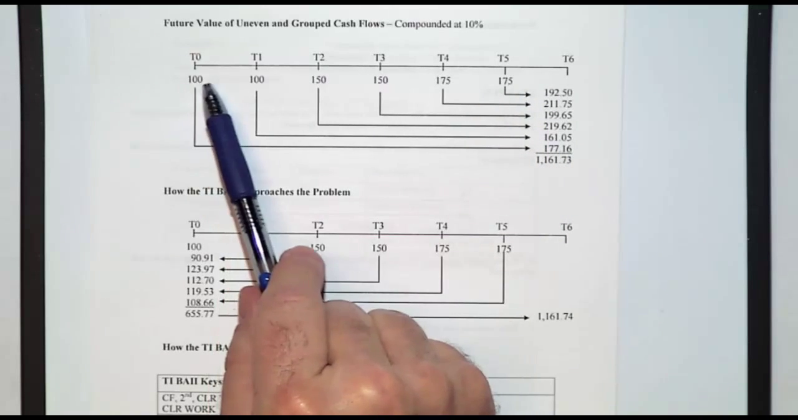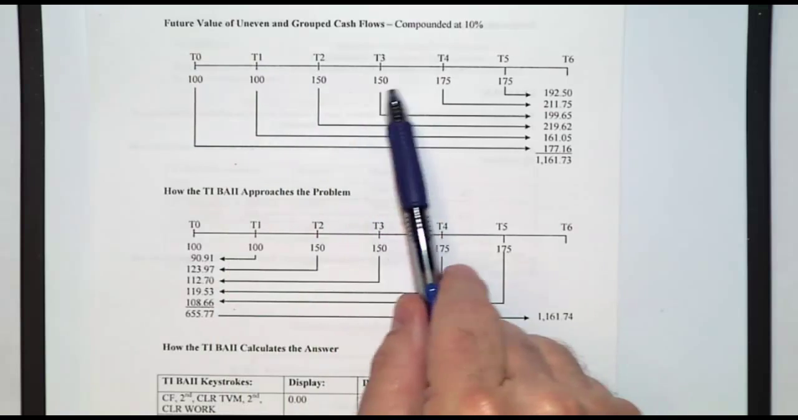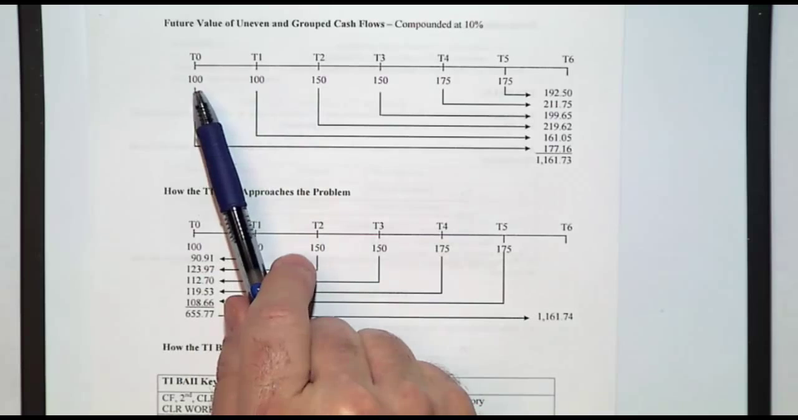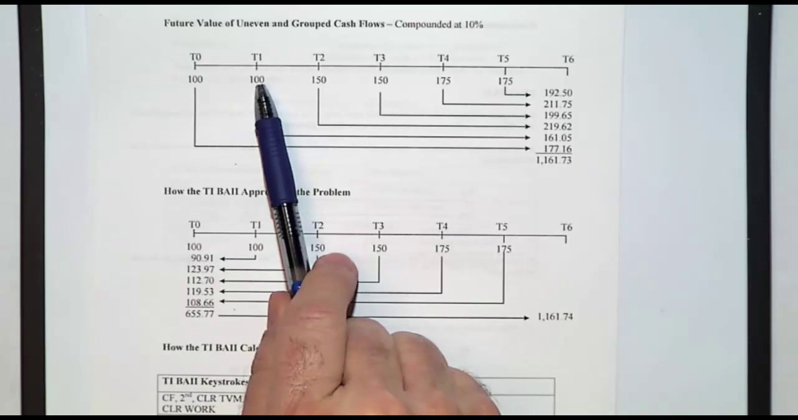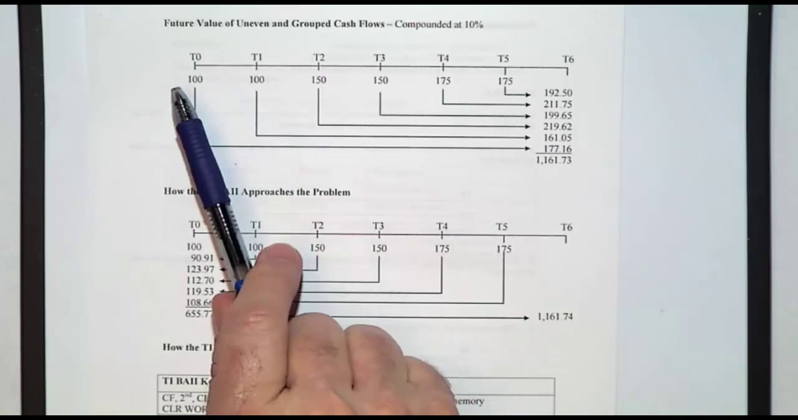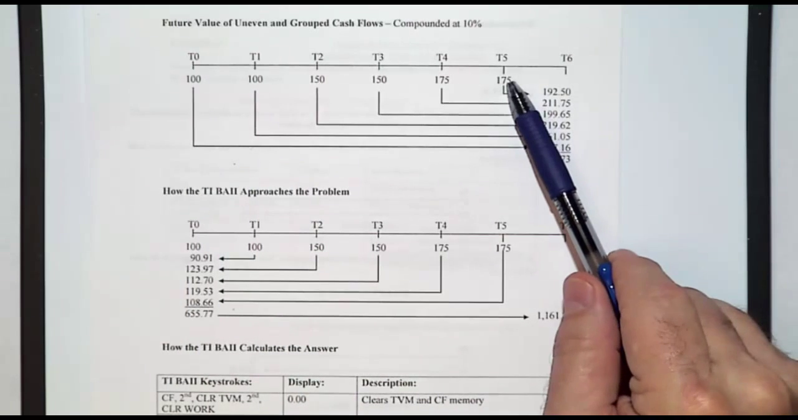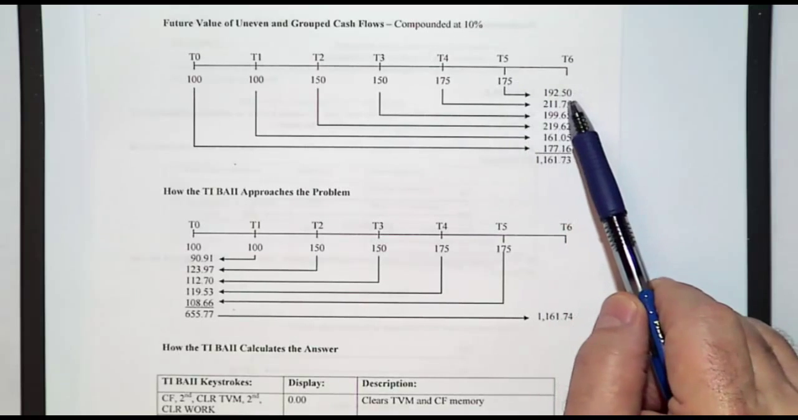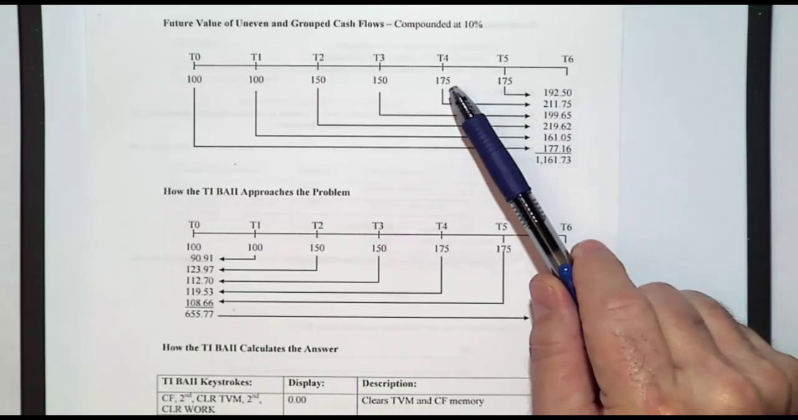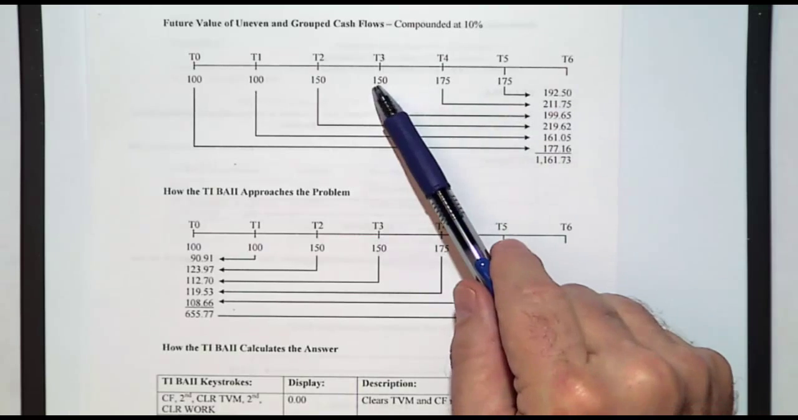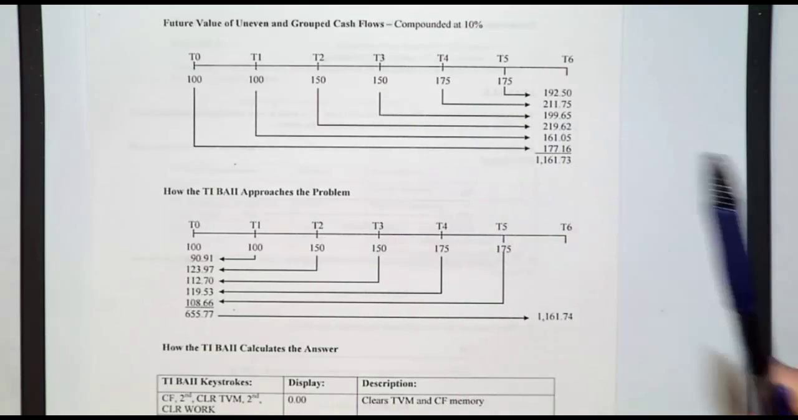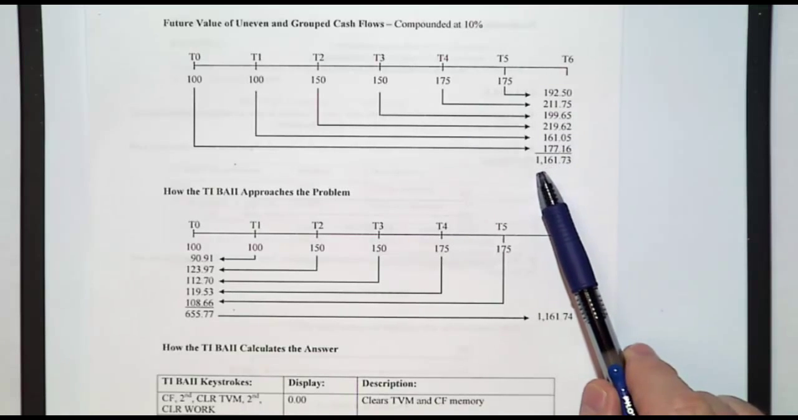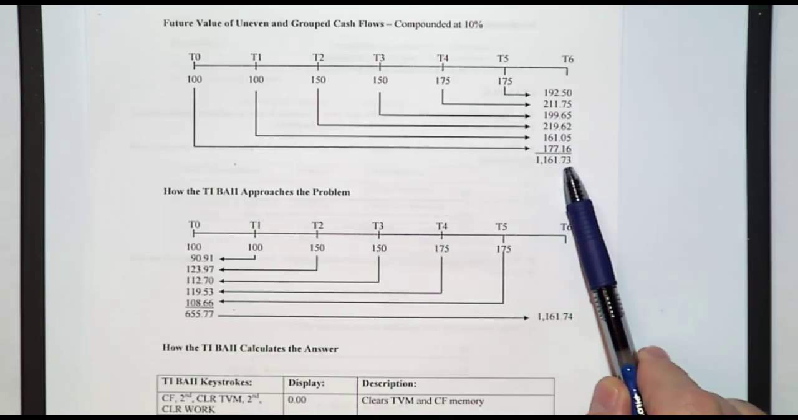Well, first notice that we have groups. But actually, we can't count this as a group because the cash flow at time 0 and then the first cash flow can't be grouped together. If we were to take each one of these to the future individually, this 175 would grow to 192.50, this one to 211.75, this 150 to 199.65, and so forth. And we could do that. If we did and added up all the values, we would get 1161.73.